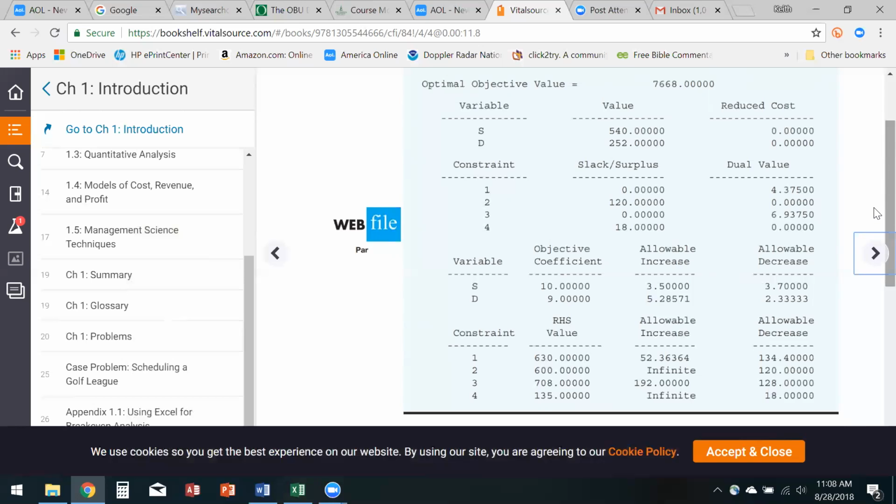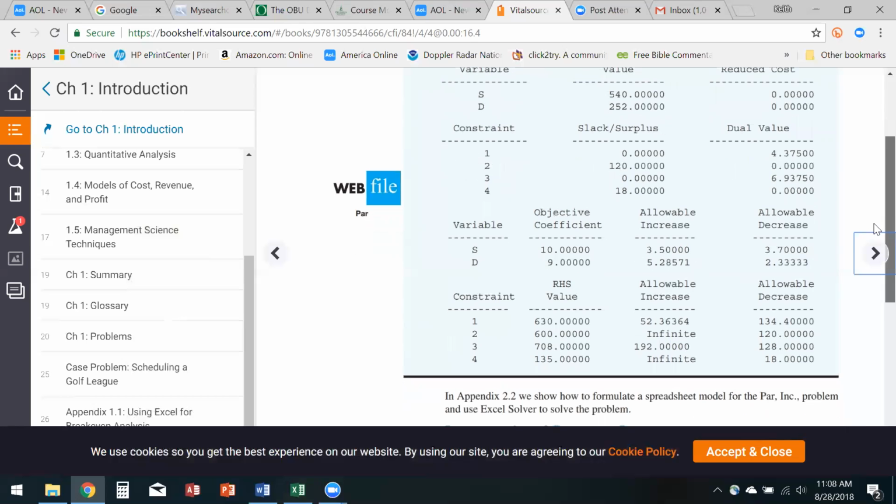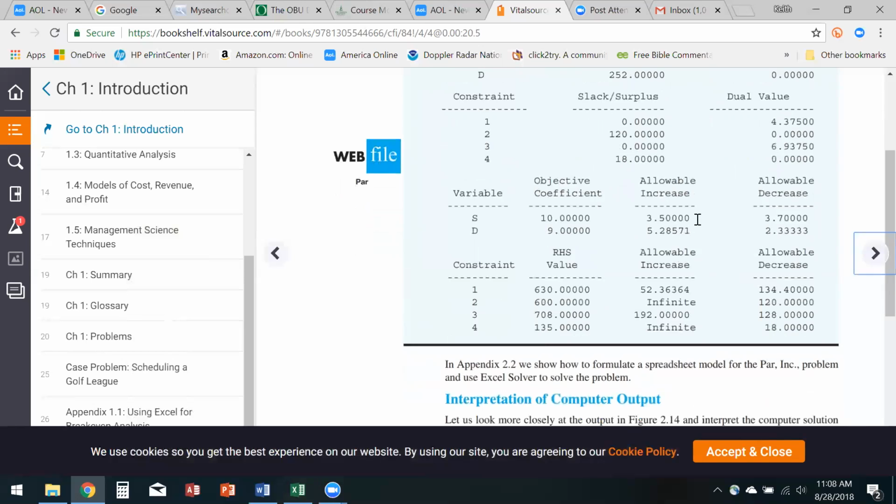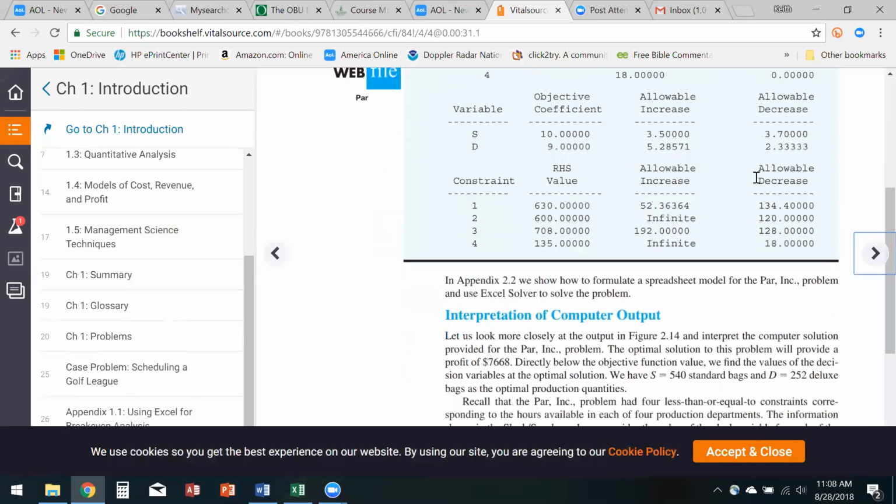Then we see, of course, the objective coefficient, the variables, and any allowable increases. Again, here's how many more we could make, and here's how many we could not make. And the same thing for the deluxe bags. And then there are the constraints. This is valuable information right here: the allowable increase and the allowable decrease. This begins to tell us about our constraints.